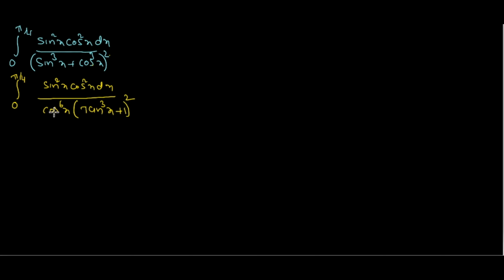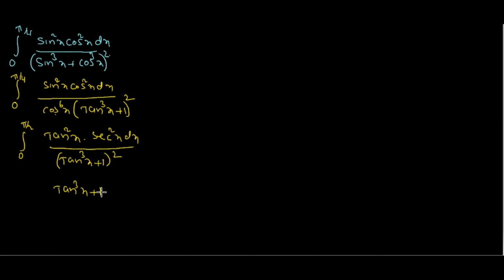So here one cos square x is cancelled, that is 0 to pi by 4 sin square x by cos square x, that is tan square x, into 1 by cos square x, which is secant square x, into dx by (tan cube x plus 1) whole square. Take tan cube x plus 1 is equal to t. Tan cube x derivative, that is 3 tan square x into tan x derivative secant square x dx is equal to dt. Now change the limits: if x is equal to 0, tan 0 is 0 plus 1, that is t is equal to 1. If x is equal to pi by 4, tan 45 is 1, 1 plus 1 is 2.